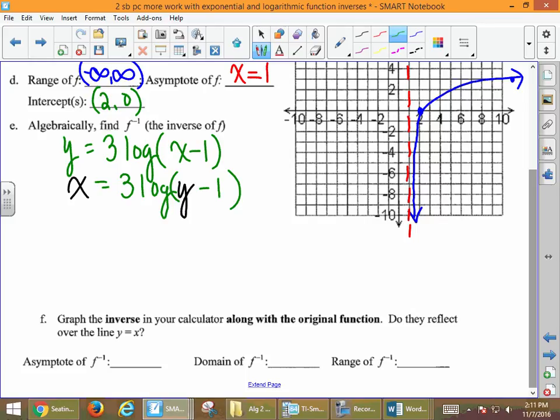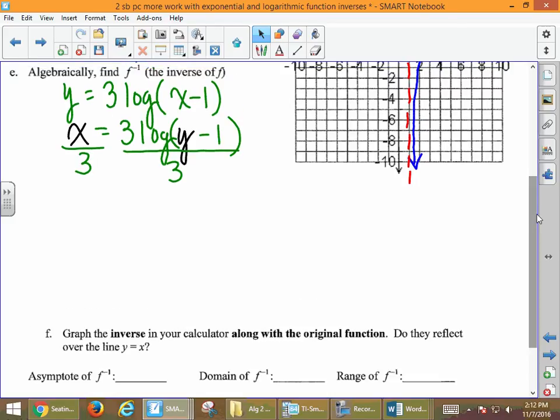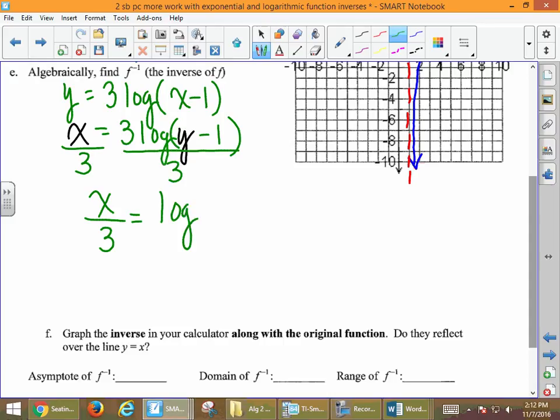Once we switch our x and y, what we want to do is solve for y. So we need to isolate our value that we're solving for as much as possible. So this is 3 times the logarithm. So we're going to have to use the inverse operation to divide by 3. So now we're left with x divided by 3 equals the log of y minus 1.